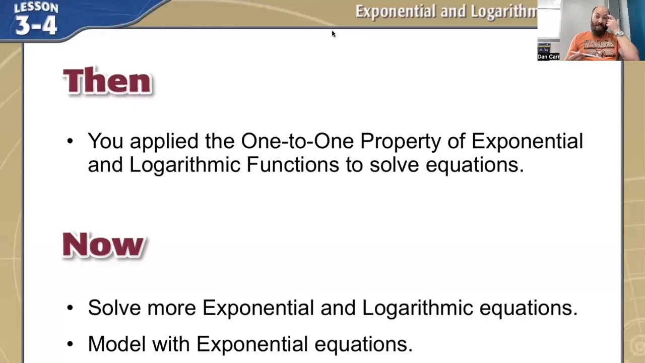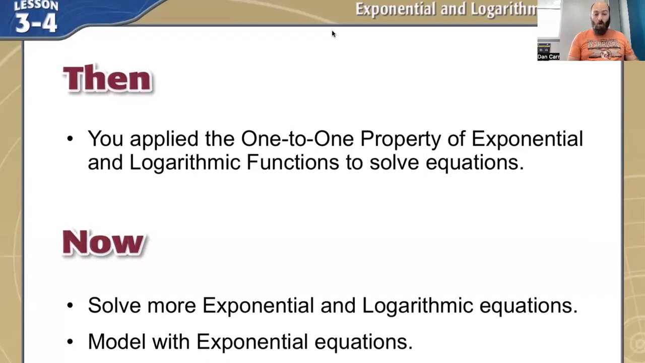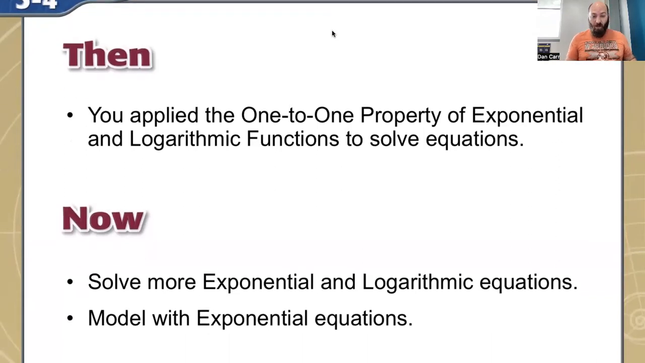Today we're going to be talking about 3-4 day 2. So we get to solve more exponential and logarithmic equations as well as model with our exponential equations.